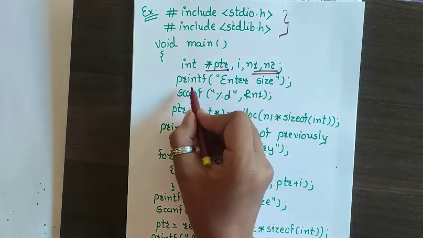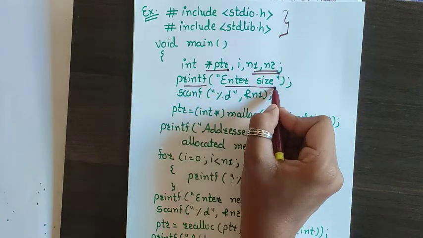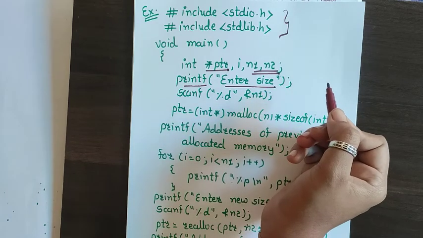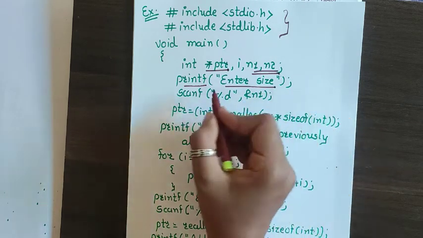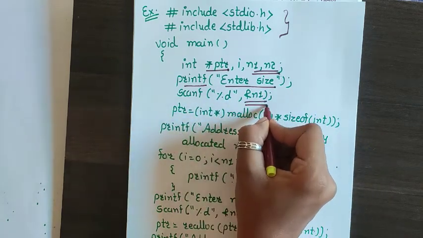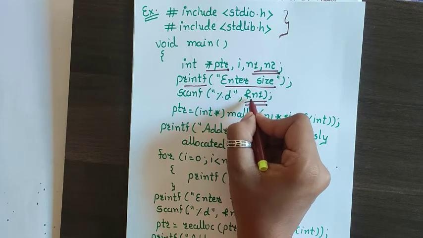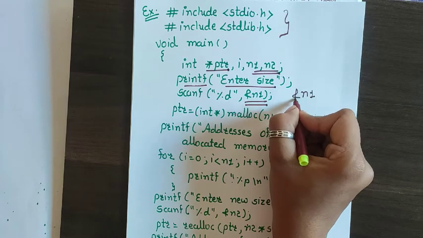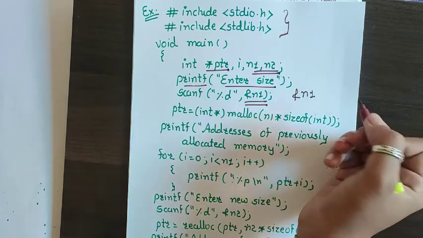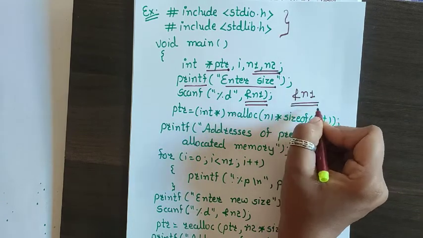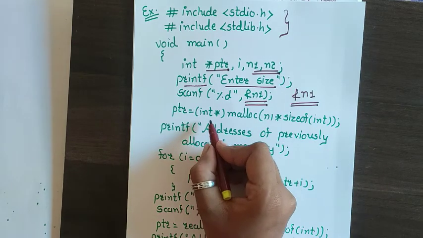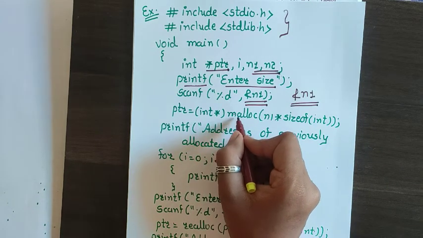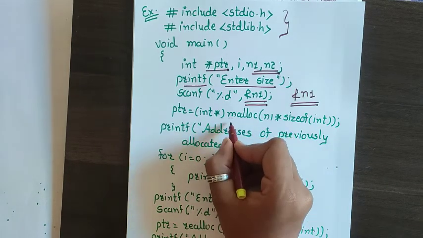Now first what I am doing, printf "enter the size", right? I'm taking the size from the user and storing it at n1, that's why it is written as &n1 here. n1 is my normal variable, so I need to write ampersand to scan the data, because ampersand shows the address, right? Now what I'm doing, I'm assigning a memory using the malloc method.